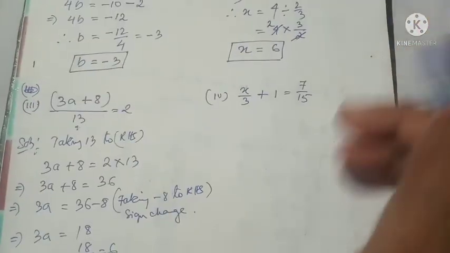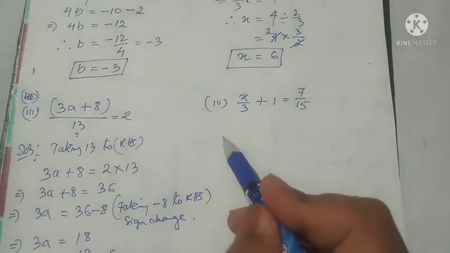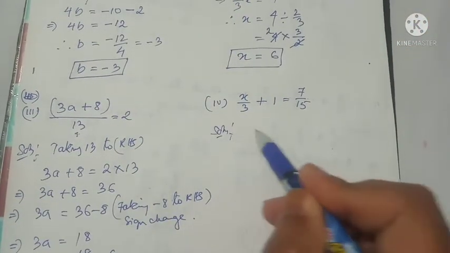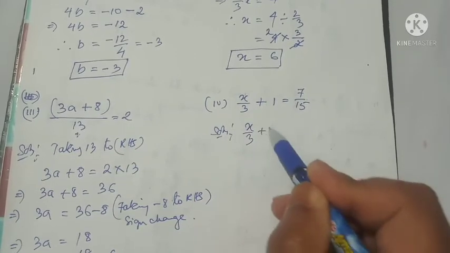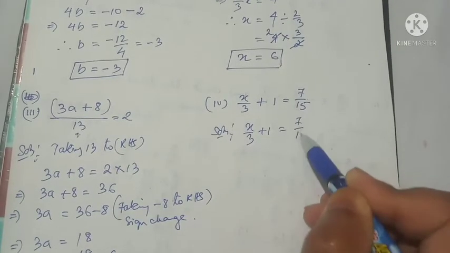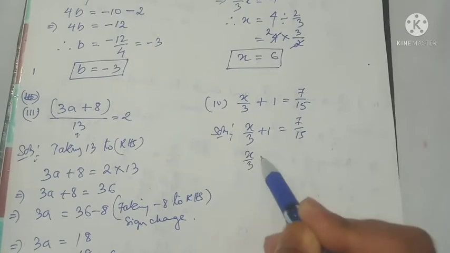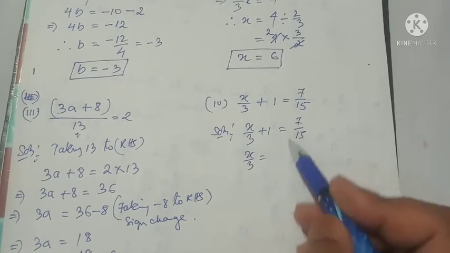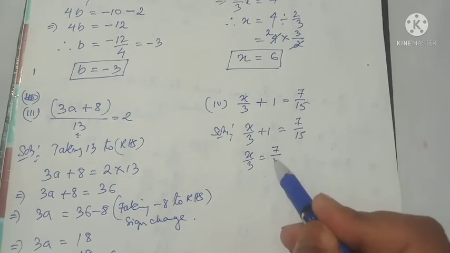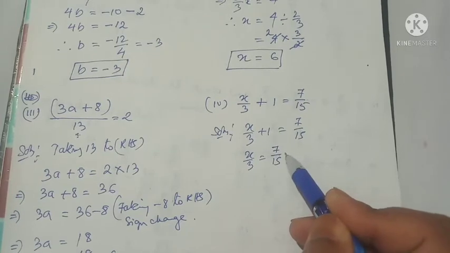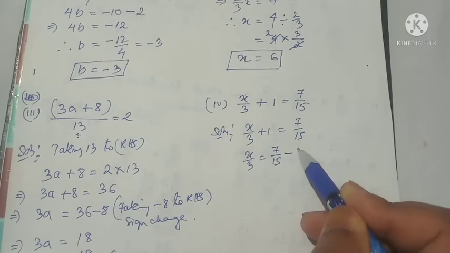This is the last example for the transposing method. Solution: x by 3 plus 1 equal to 7 by 15. Now x by 3 equal to, you transfer plus 1 to the right hand side, it will become minus 1.